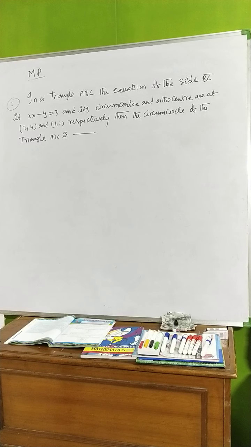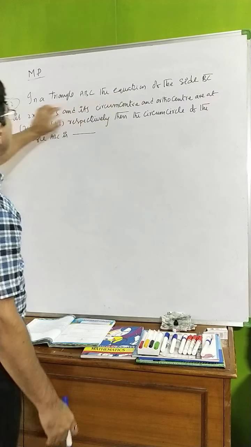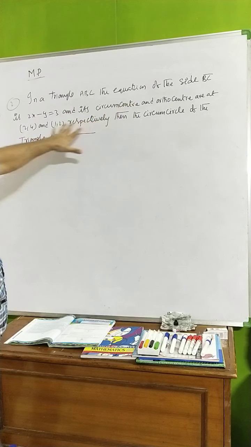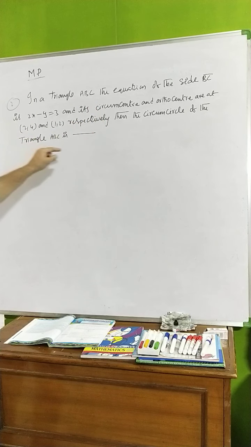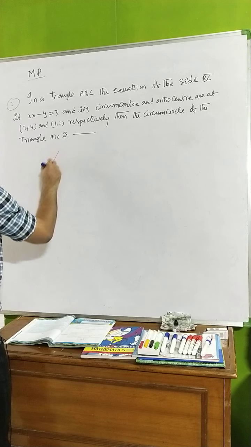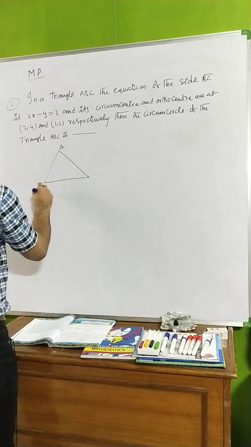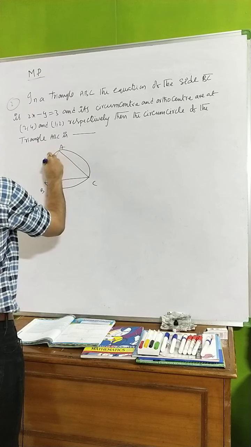One more question I have taken here. You see this second one. In miscellaneous I have taken the second one. In a triangle ABC, the equation of the side BC is 2x minus y minus 3, and its circumcenter and orthocenter are at these points respectively. Then the circumcircle of the triangle ABC is dash, he said. So need not worry. You see here there is a triangle, we are going to find the circumcircle.